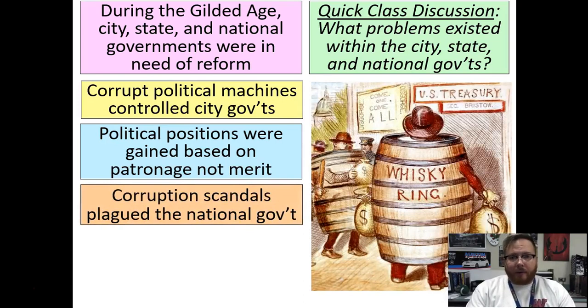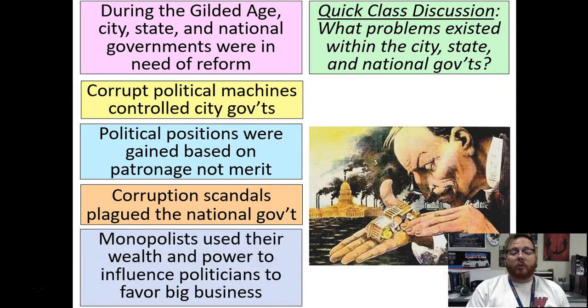Corruption scandals, like that one, plagued the national government all through the Gilded Age. Monopolists would use their power and wealth to influence politicians to favor big businesses. Guys like Rockefeller, who I've got pictured here, say things like, oh, what a funny little government, literally in this comic holding the Supreme Court in his hand.